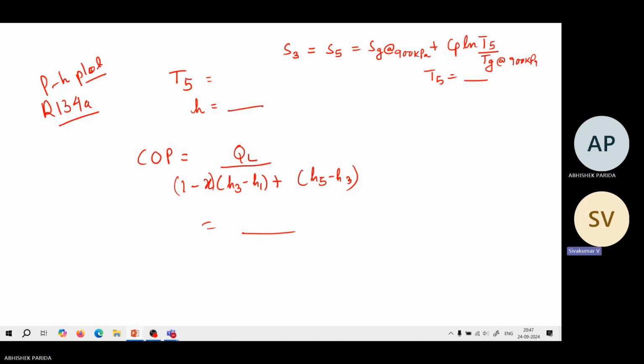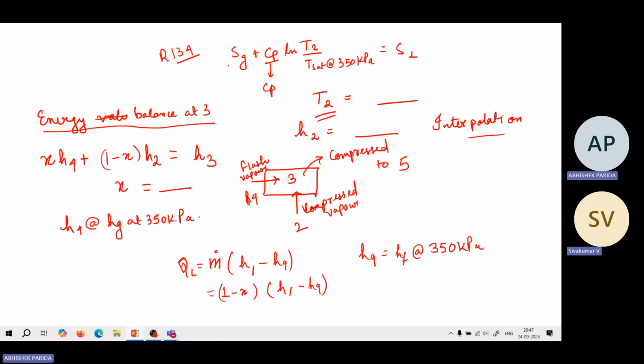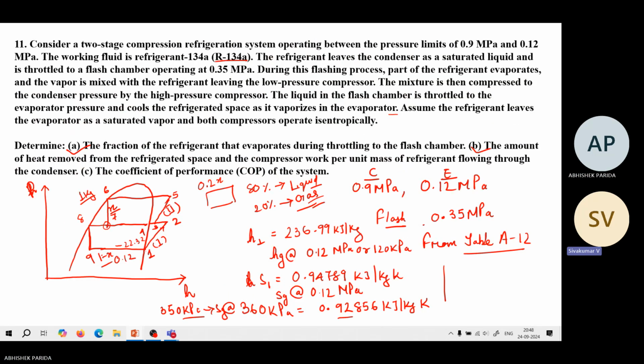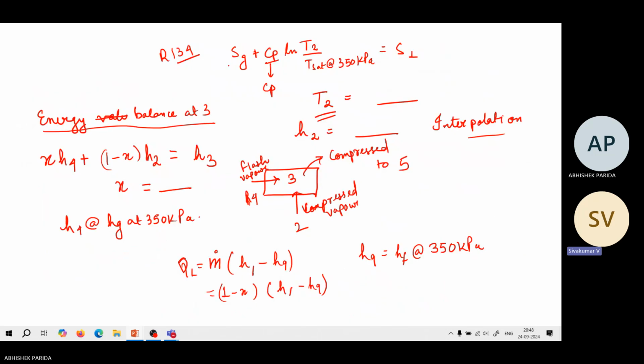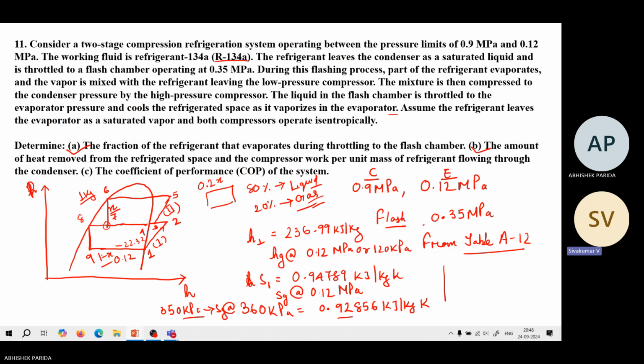Yes, sir. Only one small clarification, sir. In the previous slide, we have done the energy balance at 3: x H4, (1 minus x) H2, that H3. And H3 lies between 2 and 4 on the pH diagram. Correct. So how to get that H3 value, sir?